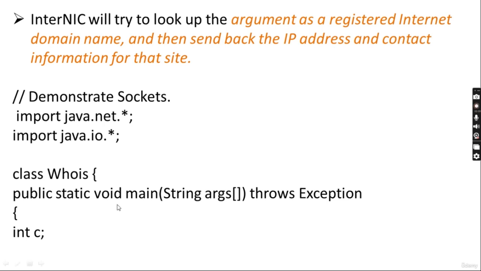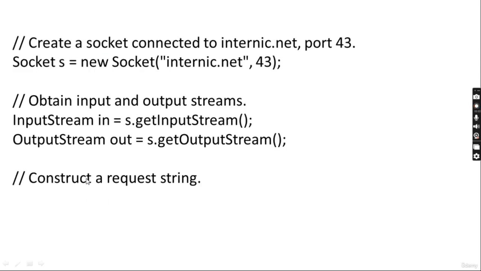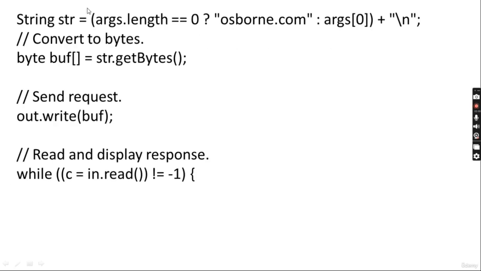Now the Whois class is created over here with main. Then create a socket with internic.net and port number 43. Obtain the input and output streams: getInputStream returns the input stream object, getOutputStream returns the output stream object, and then construct a request string. Okay, if args.length is equal to 0 and it is true, then it will search for osborne.com, otherwise args[0]. That is what we are providing while running the program.